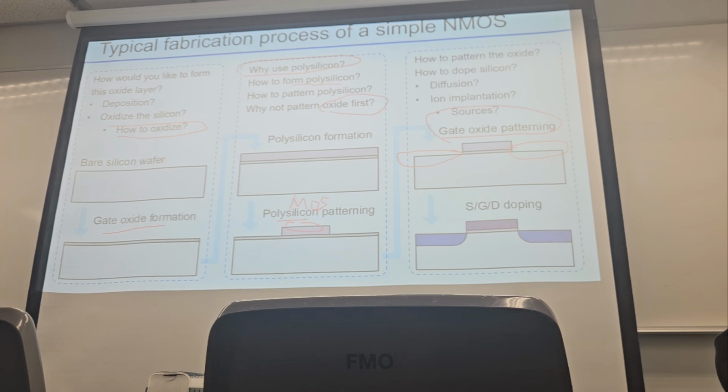Then how to pattern the oxide, the RIE, right? The reactive ion etching. And then how to dope the silicon. We have diffusion and ion implantation. We also have different sources. And all these things you need to think about.